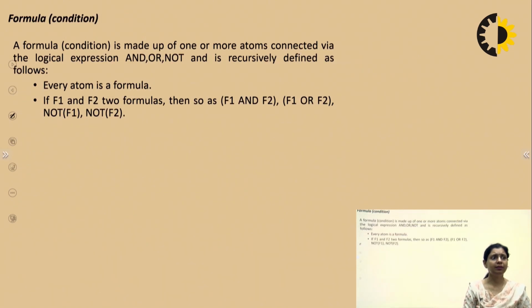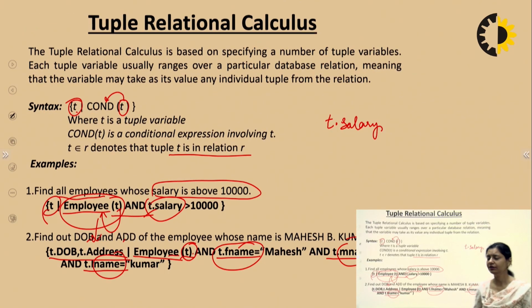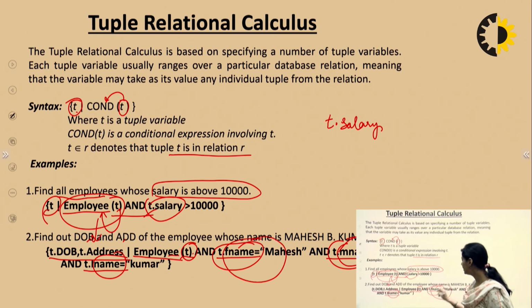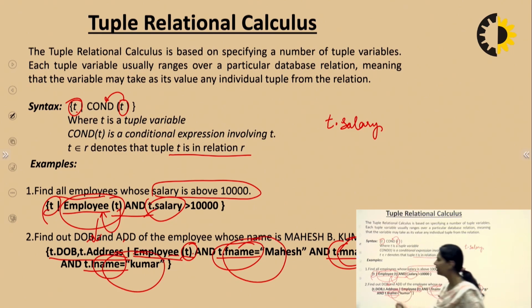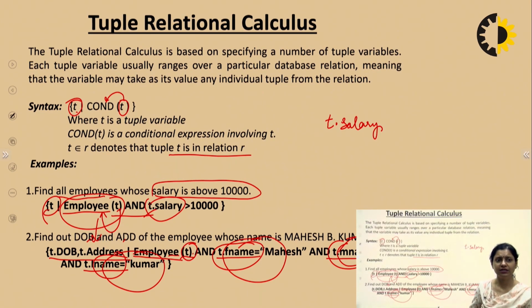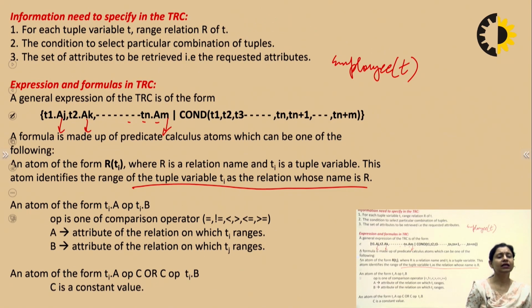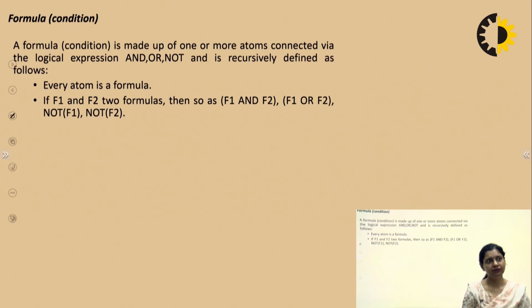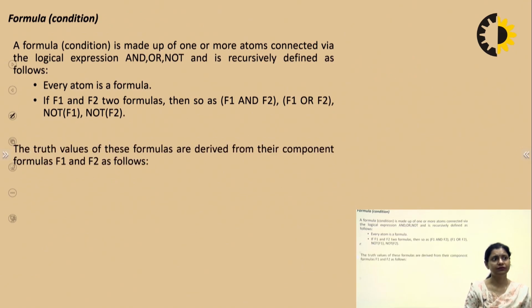So when we talk about the atom, every atom is a formula. If we look over here, we have these as atoms. So this atom is a formula, this atom is another formula, this atom is another formula. Each and every atom is a formula. And if F1 and F2 are two formulas, then we can have F1 and F2, like we had over here with the first name and the middle name. We can have F1 or F2, or not F1, or not F2.